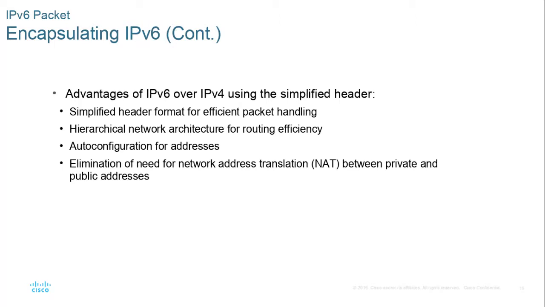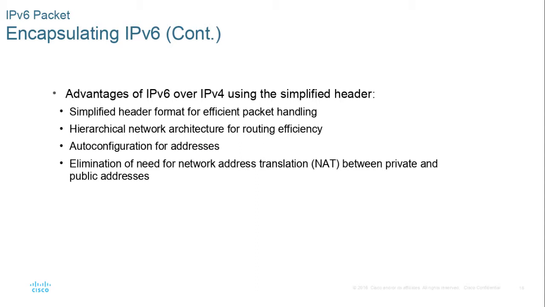So, simplified header, more efficient packet handling. Hierarchical network architecture, which means that an ISP is going to get a very large bank of addresses, and they're going to divvy those up amongst their customers. But when that ISP establishes a connection with another ISP, they'll only have one network address between the two of them instead of their 1,000 customers. That makes the routers more efficient. Anything we can do to reduce the number of lines in the routing table is going to improve the performance of those routers.